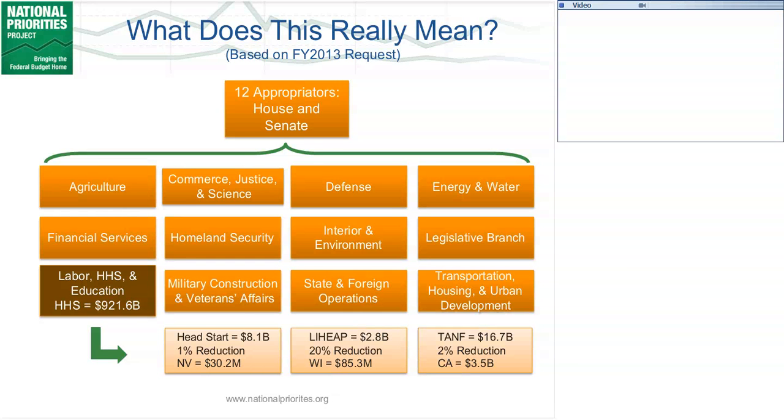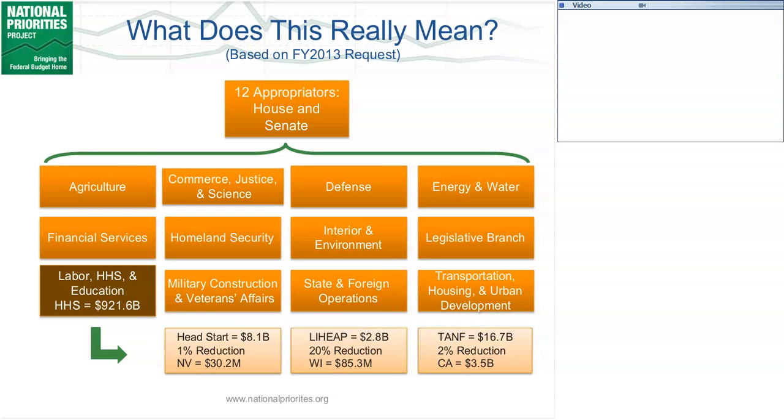That's a 20% reduction from current levels. The third number you see in each of those blocks are state-level funding requests for each of these programs. So for instance, in Head Start, the state of Nevada is projected to get about $30 million, while in the LIHEAP program, Wisconsin is slated to get about $85 million.